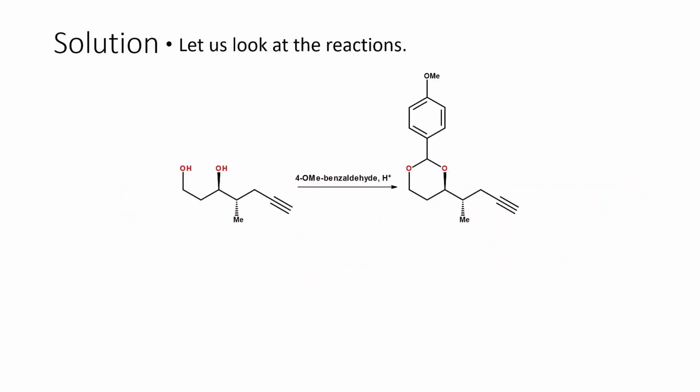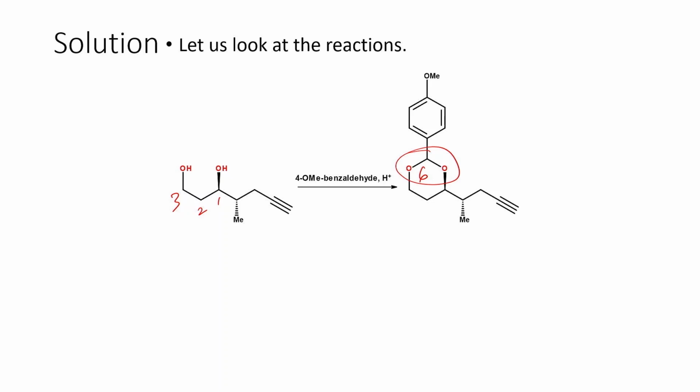So when the 4-methoxybenzaldehyde is treated with the diol in the presence of an acid, what happens is basically that a dioxane is formed in this particular case. So the 1,3-diol is protected as a 6-membered ring. This is the crucial thing in this particular case.